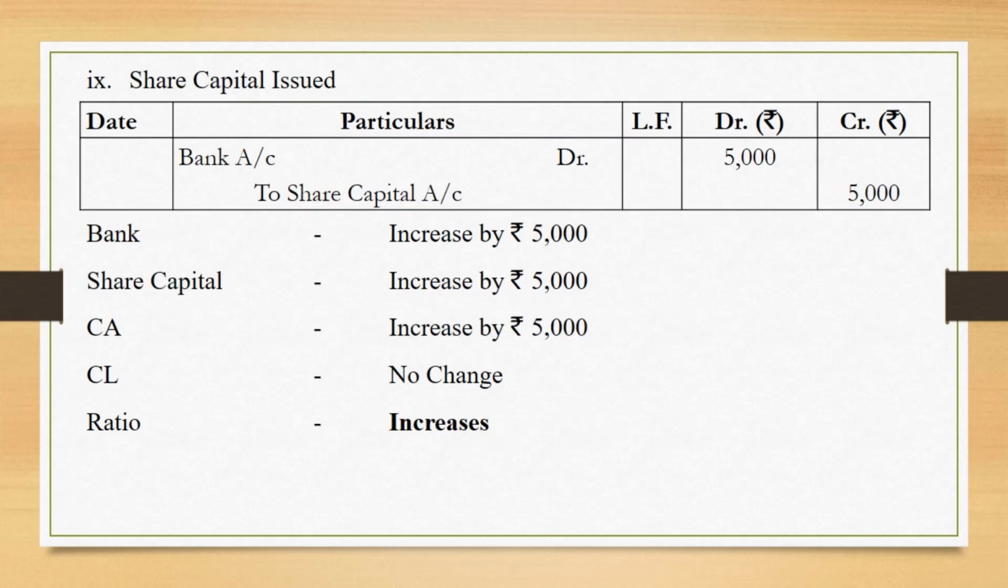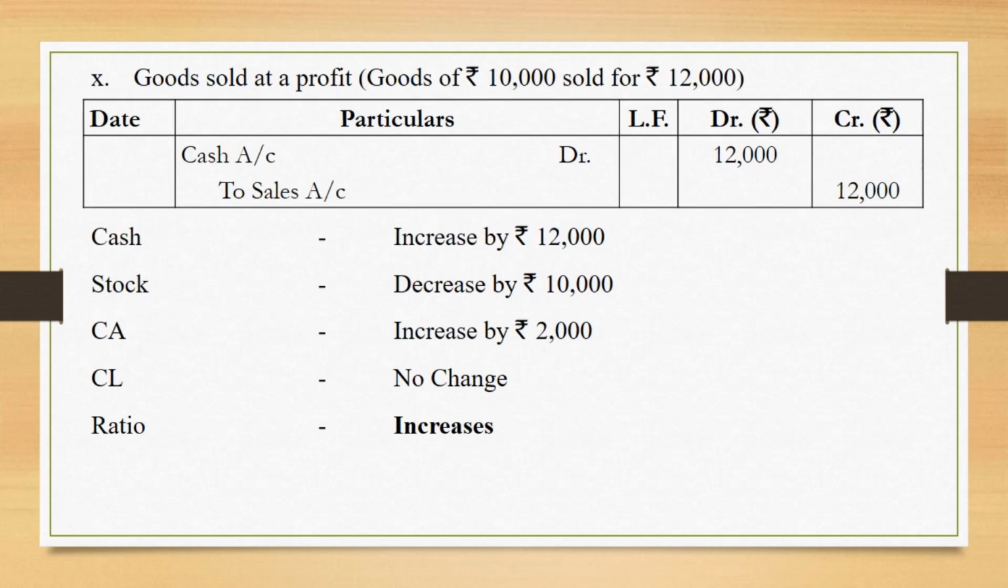Next, share capital issued. When shares are issued, the entry passed is bank account debited to share capital. Bank balance increases by 5,000 and the share capital also increases by 5,000. Now bank balance is a current asset, so the current asset increases by 5,000, but share capital is a part of shareholders' fund, so there will be no change in current liabilities. Because the current asset increases, the numerator increases, so we can say that the ratio increases.